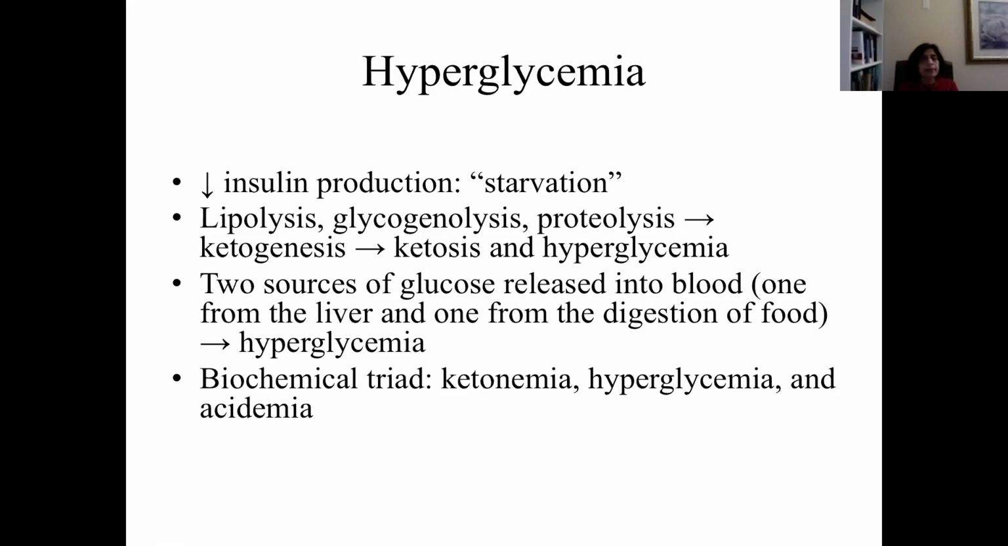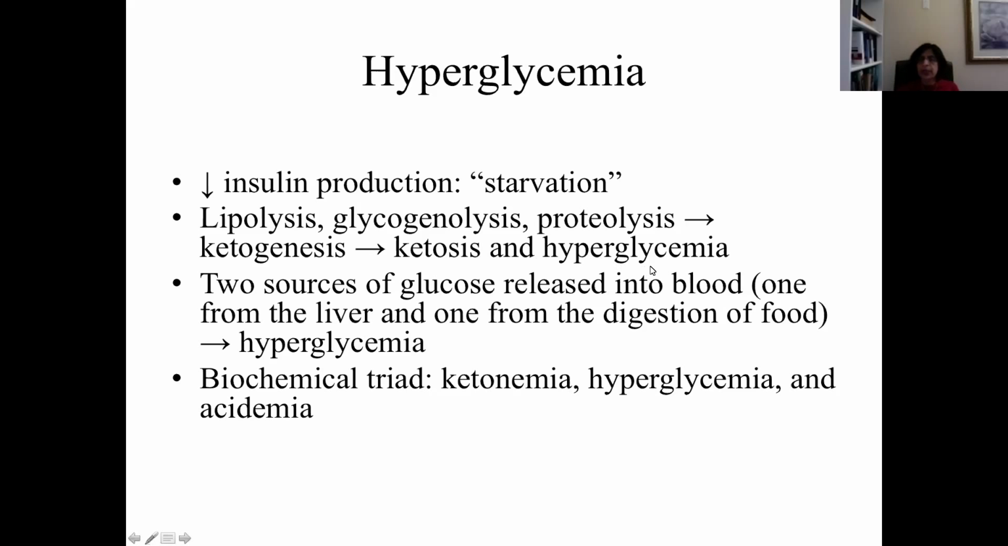Can they use it? Basically, no. Why not? Because there is no insulin to make cells use these substances. Okay, so now, two sources of glucose released into blood. Remember this. One is from the liver. How? Through all these reactions we talked about. That is glycogenolysis and gluconeogenesis.